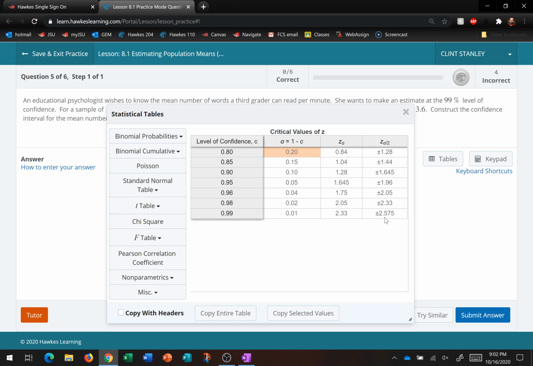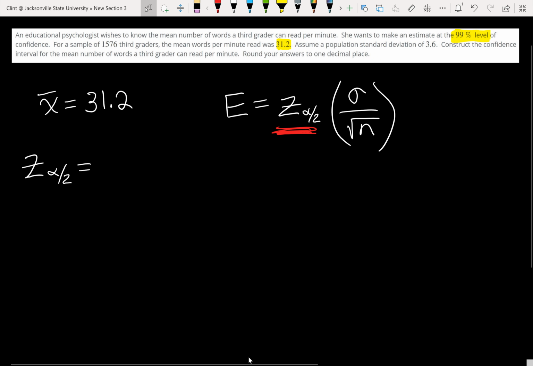And it says plus or minus. You don't have to worry about the negative ones right now. We're only going to use positive. So our critical z value on this problem is 2.575 based on our 99% confidence. So I'm going to write that down. Our critical z, 2.575.